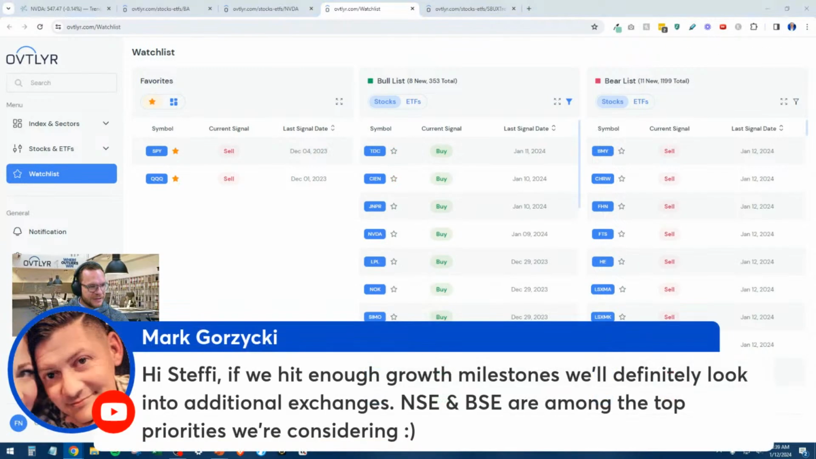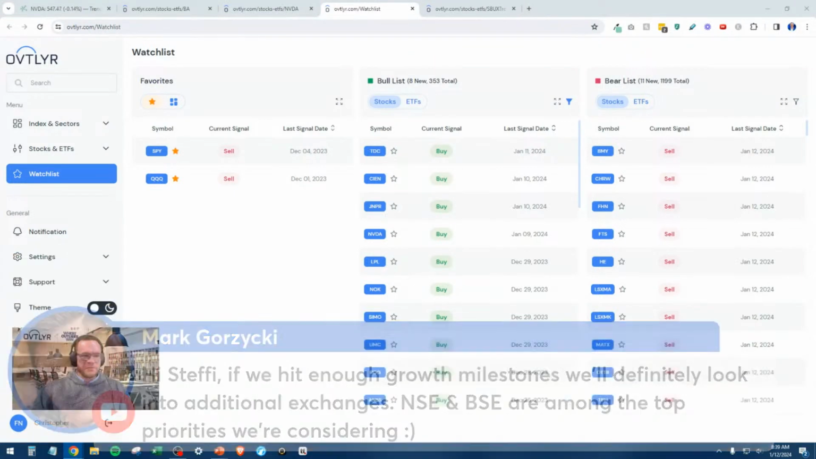Mark says, if we get enough growth milestones, we'll definitely look into additional exchanges. Yes, Mark is one of the founders here.